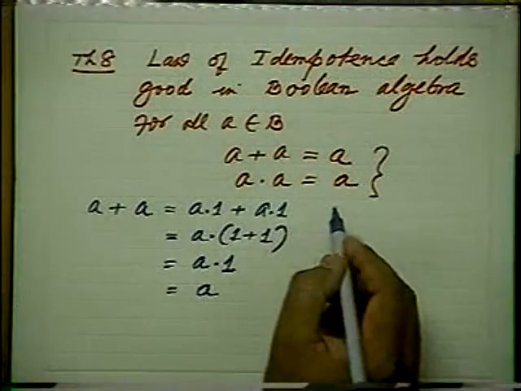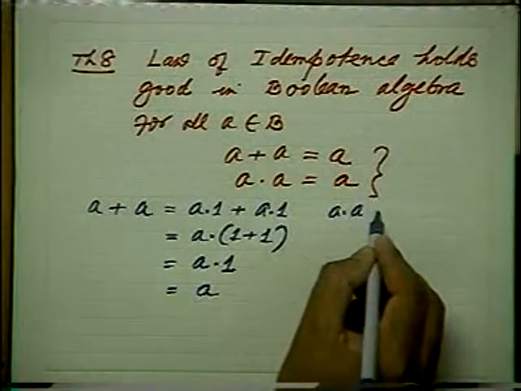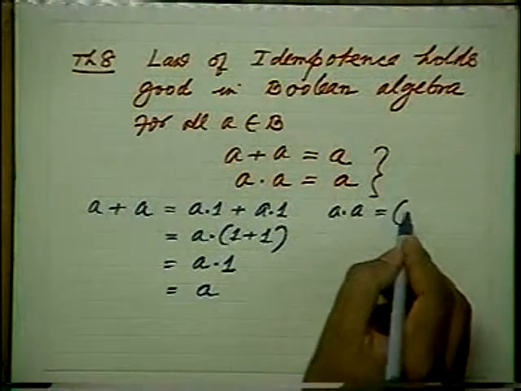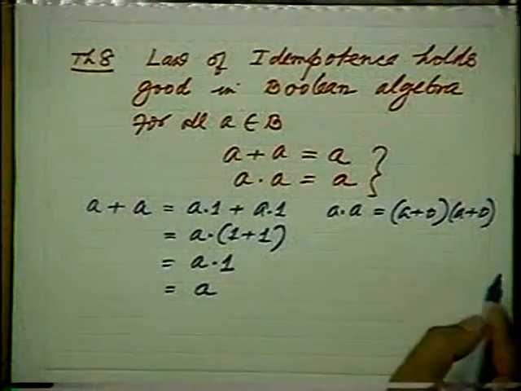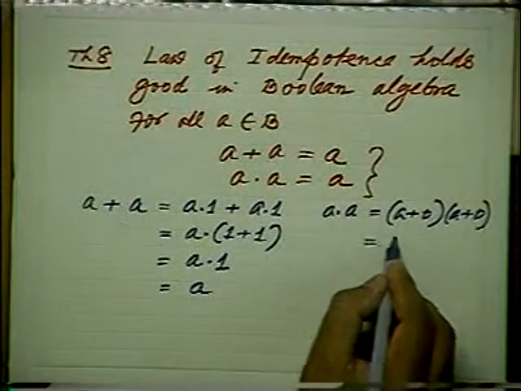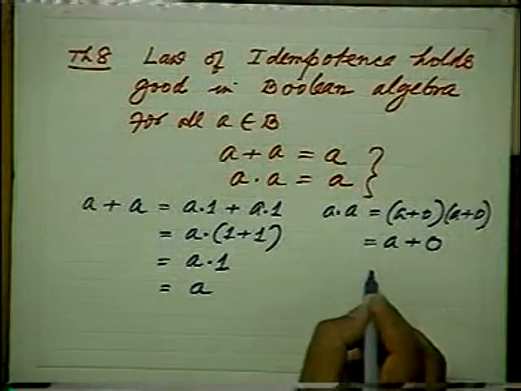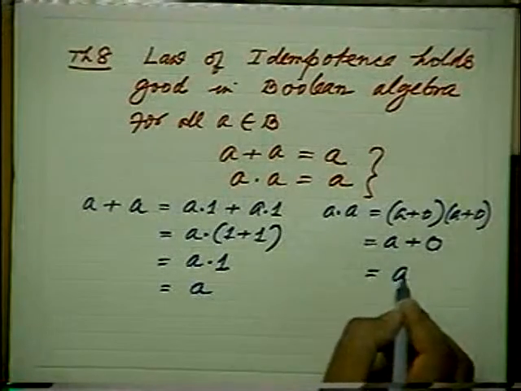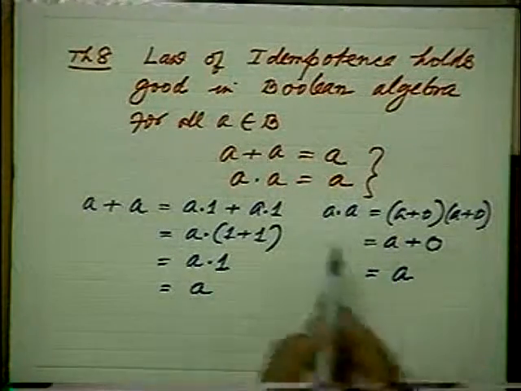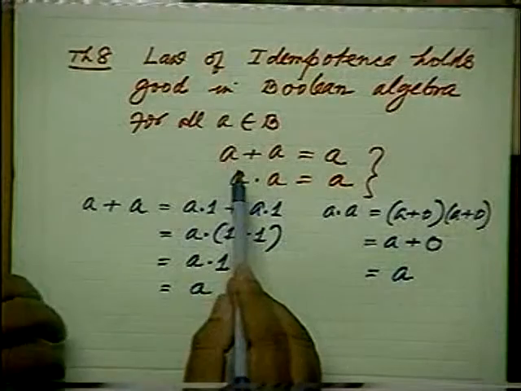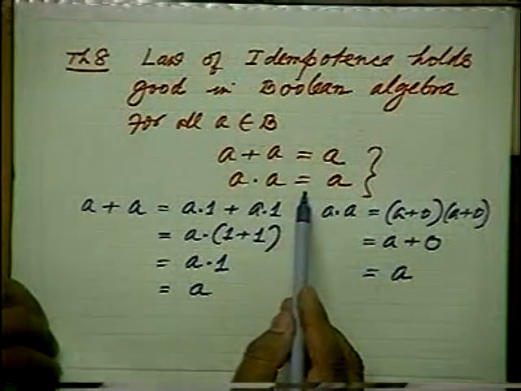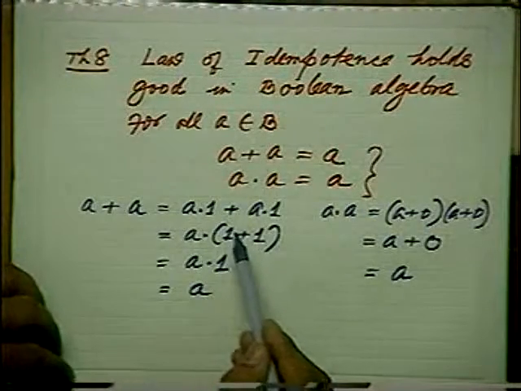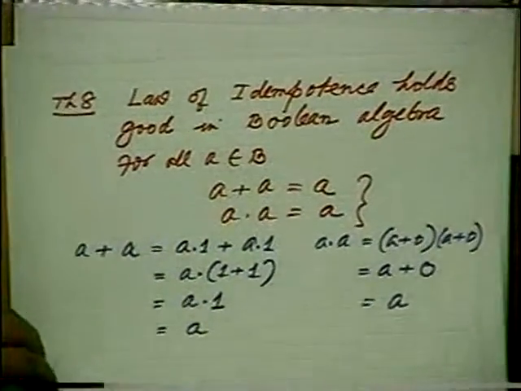Now, correspondingly, A dot A I can write as (A plus 0) dot (A plus 0). This I can write as A plus 0 once more by the law of distribution, and this is equal to A. Therefore, you can see that the law of idempotence, A plus A equal to A, and its dual, A dot A equal to A, are true. That I can prove directly from the axioms.